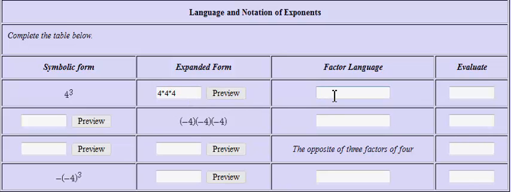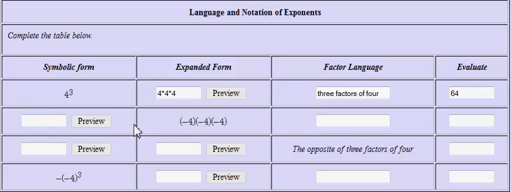Then in the factor language, you can use the sample down here to guide your language and your spelling. We have 3 factors of 4, so I'm going to type exactly what you see highlighted here. 3 factors of 4. So click in the answer box and type that and watch your spelling. So I've written 3 factors of 4. And then to evaluate 3 factors of 4, it's probably easiest to look at the expanded form. 4 times 4 is 16, and then 16 times 4 is 64.